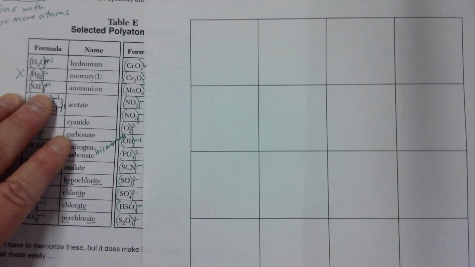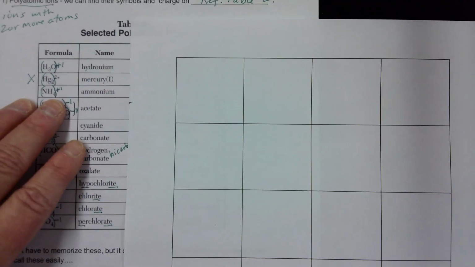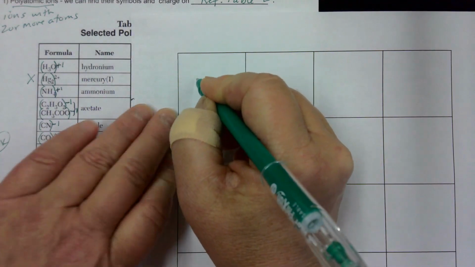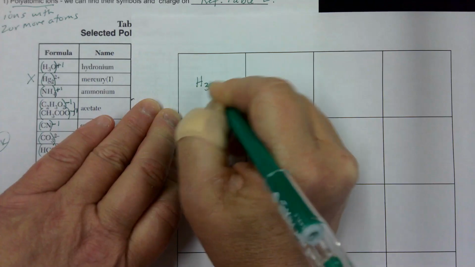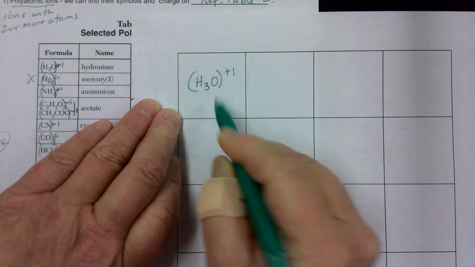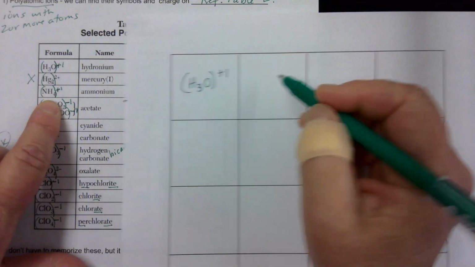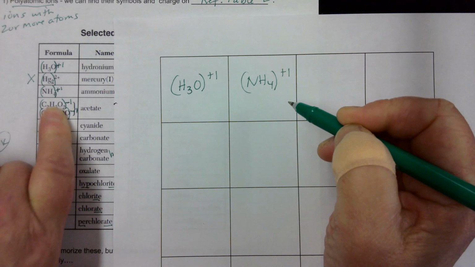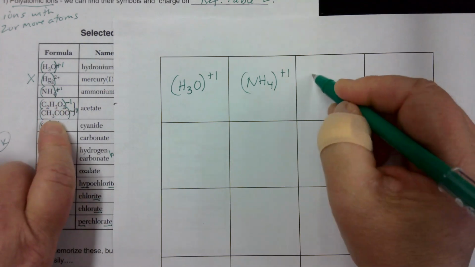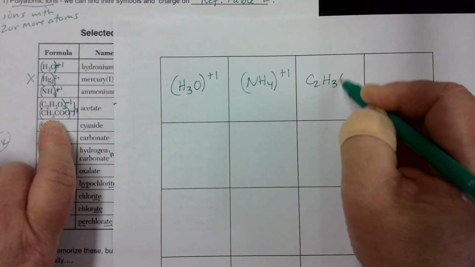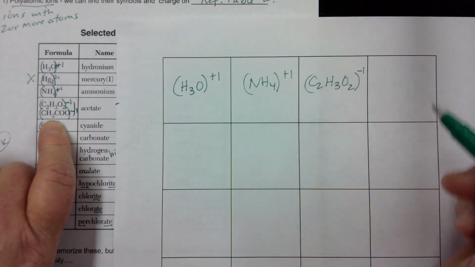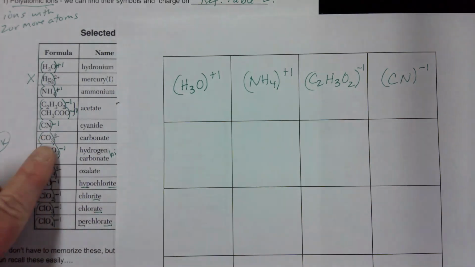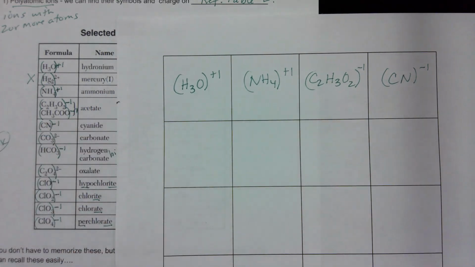It's not very common. So what you're going to do is write the formula on this side. So you're going to write H3O parentheses plus 1. Then you're going to go down to the next one and write NH4 with a plus 1. Then you're going to write acetate, pick either one. We'll go with C2H3O2 with a minus 1, CN with a minus 1. So you'll go through and write all the formulas, put your parentheses in.